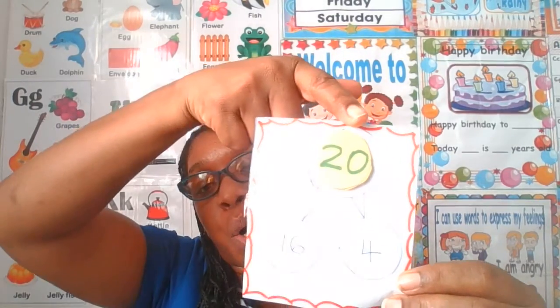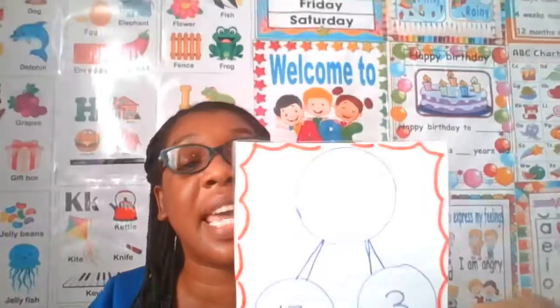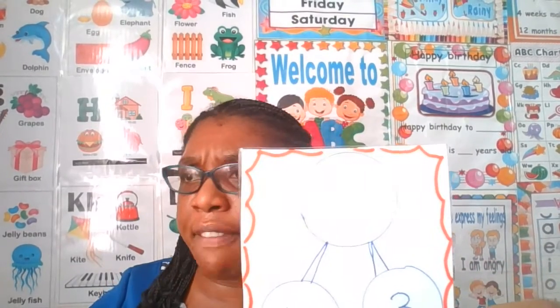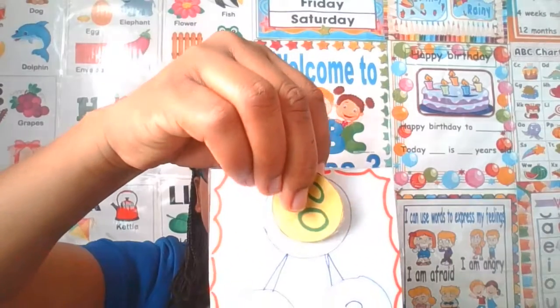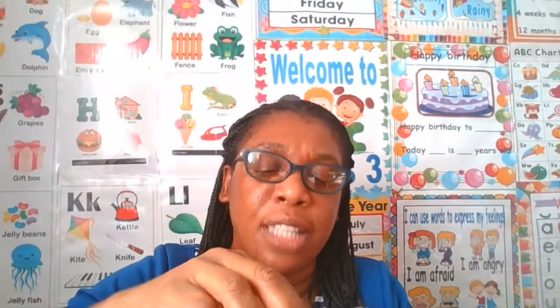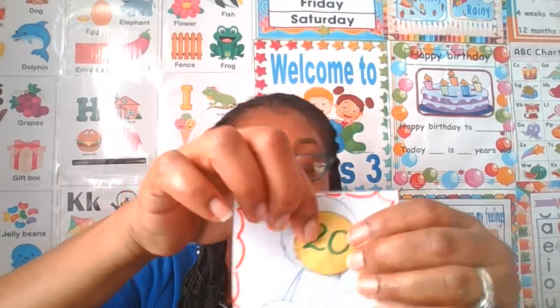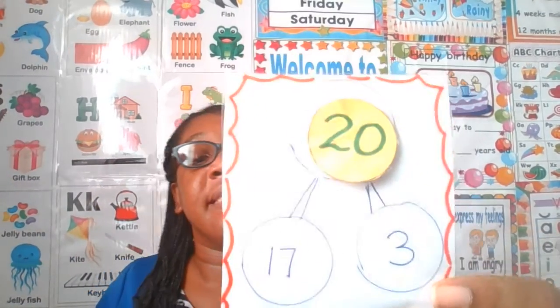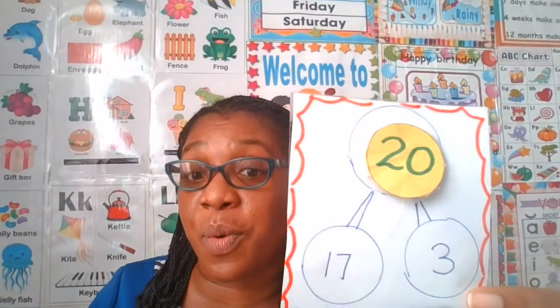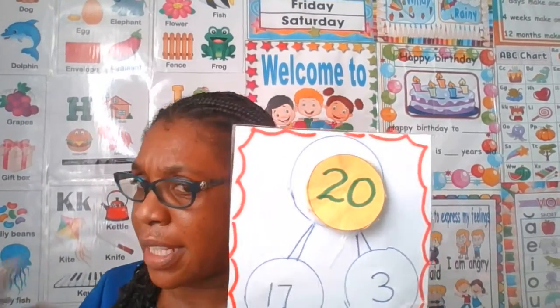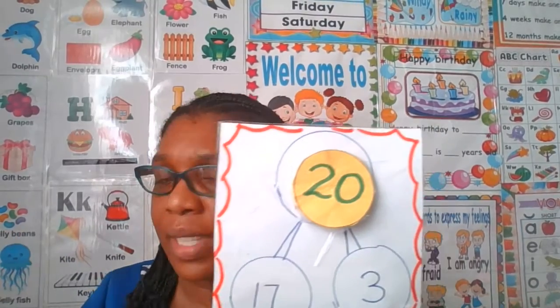Two halves make a whole. Number bonds, number bonds. I know my number bonds, that make 20. 17 plus 3, that is 20. 17 plus 3 is equal to 20.